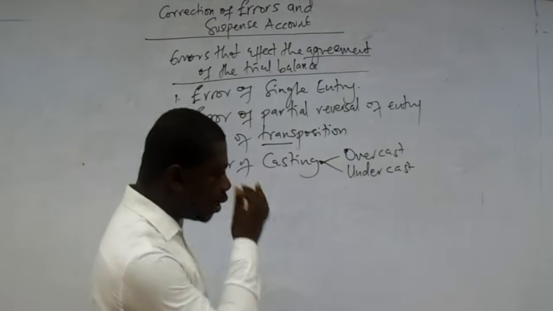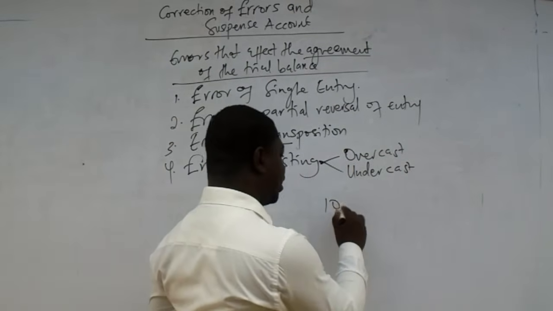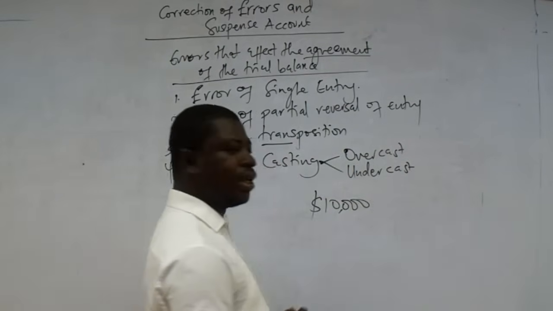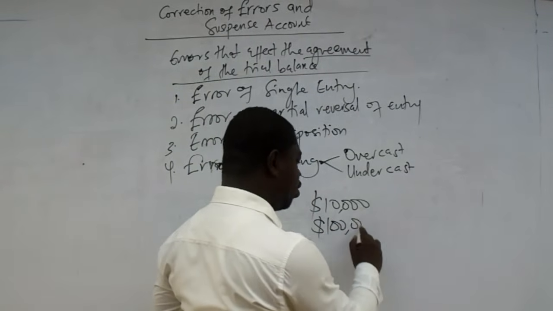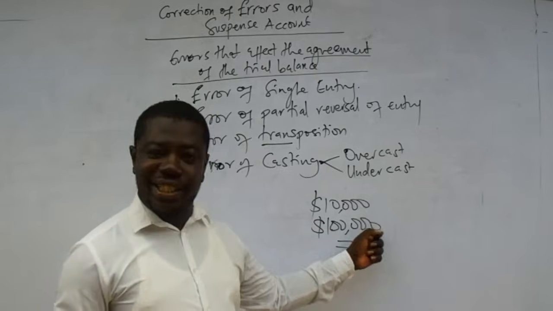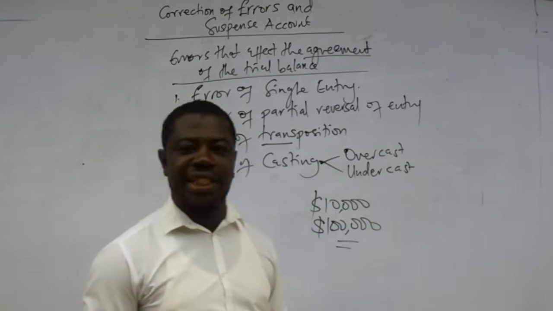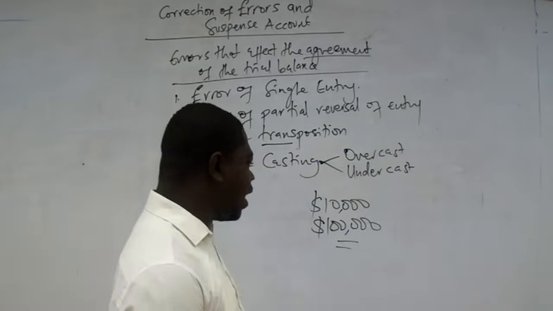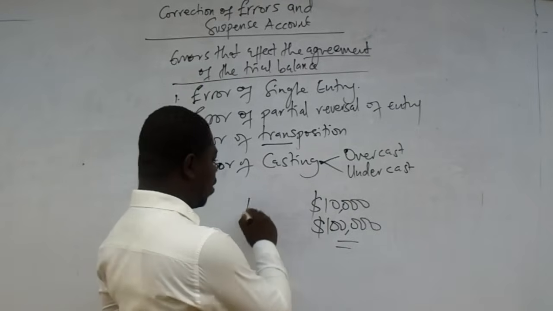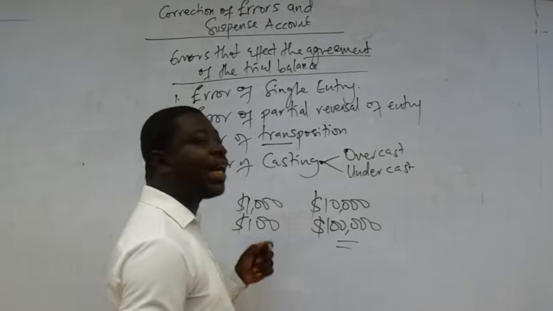So what we do is that overcast is when maybe I'm supposed to write $10,000, and instead of $10,000 I write $100,000. I just added a zero, but it has resulted in an overcast, and the difference is so huge, $90,000. So that is what we mean by overcast. Undercast is the opposite. When I want to write 1,000 and I write $100, that is an undercast.